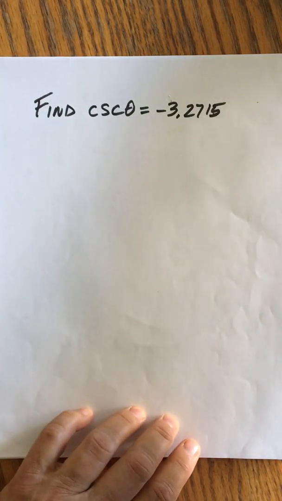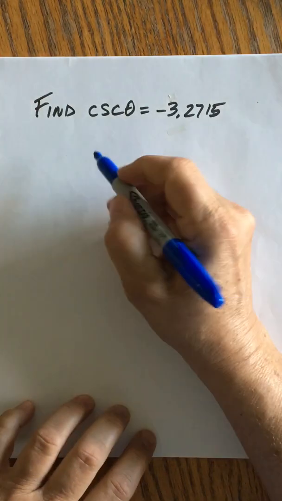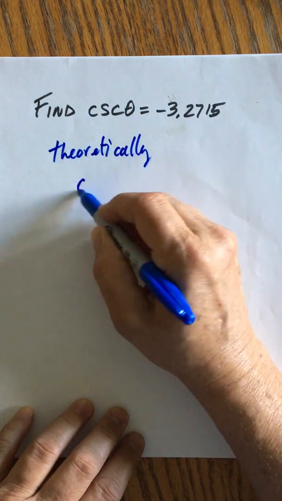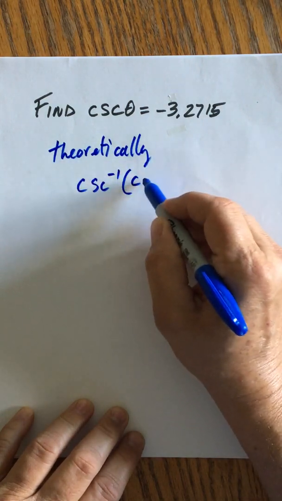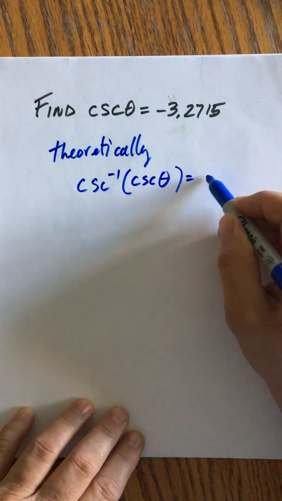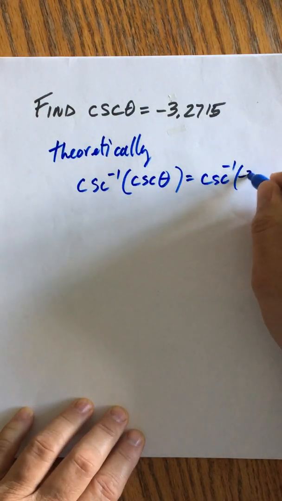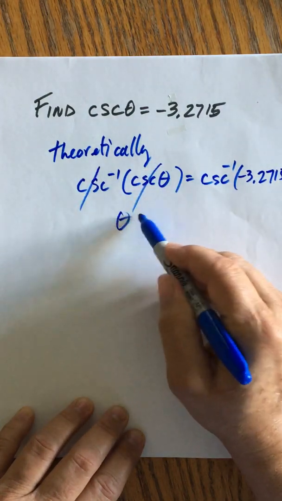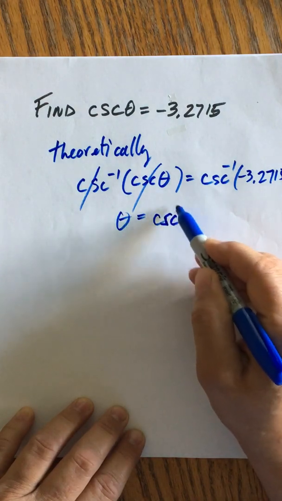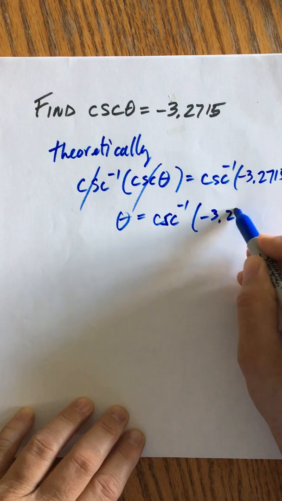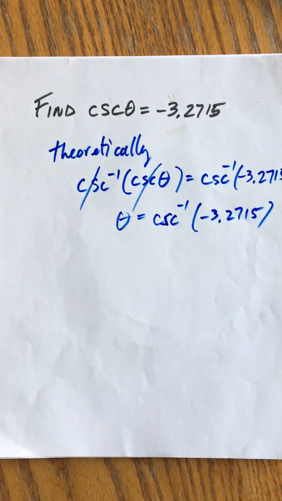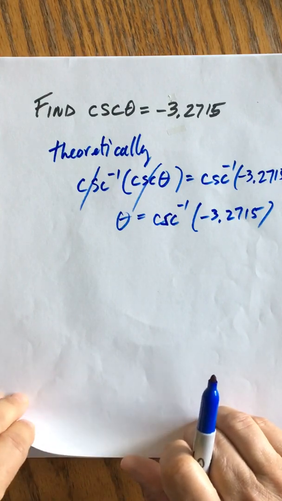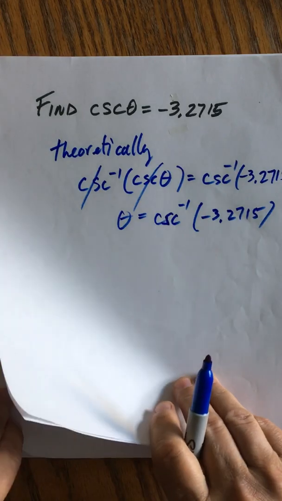Well, in theory, you would theoretically say, oh, I'm going to take the inverse of the cosecant of both sides, and there we go. I'll get my theta, right? This undoes that. Here's theta. It's the inverse cosecant of negative 3.2715. But we just said, we looked on the calculator and there is no button like that. So what do I do? Well, I gotta do a little work. All right, so let's take a look at how we get around that.